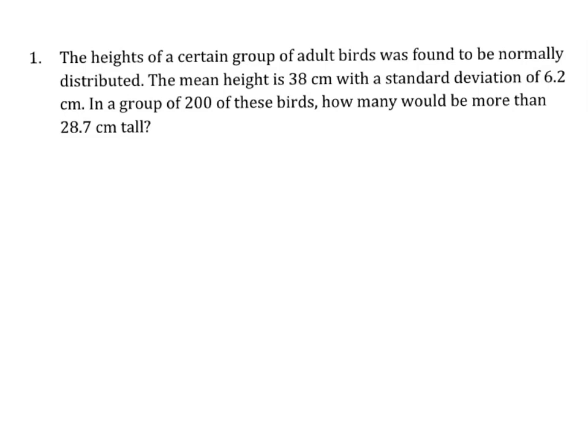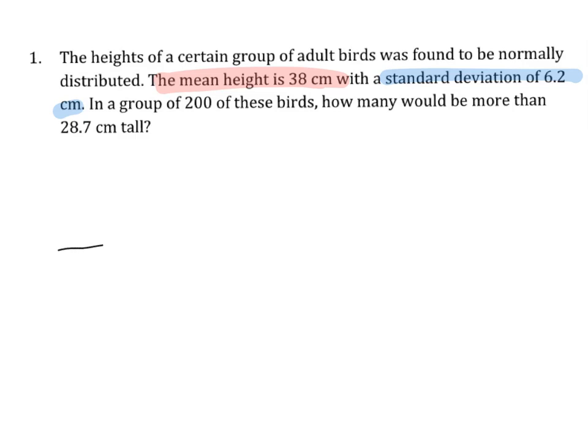The heights of a certain group of adult birds was found to be normally distributed. The mean height is 38 centimeters. The standard deviation is 6.2 centimeters. In a group of 200 birds, how many of them would be more than 28.7 centimeters tall?